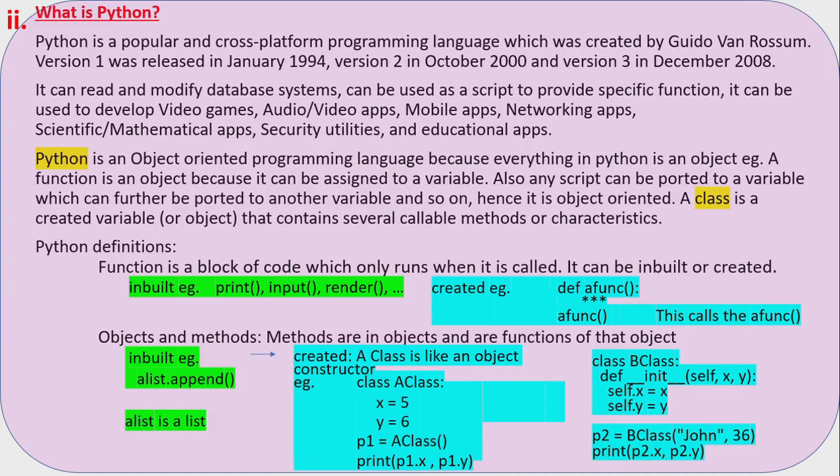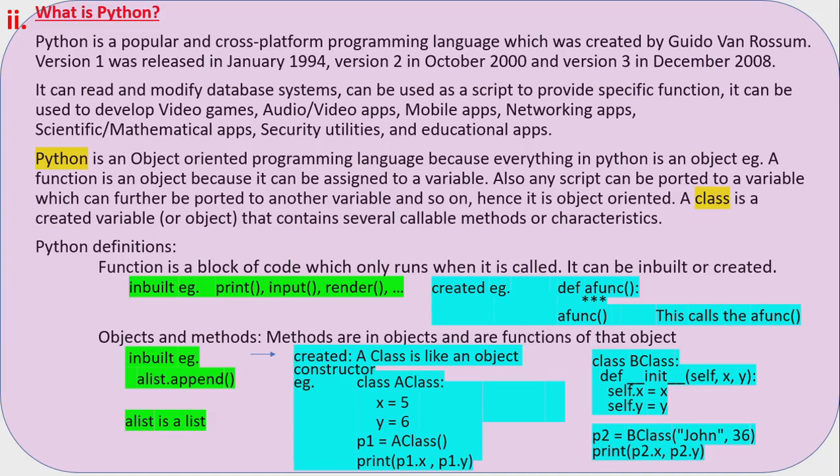Python is an object-oriented programming language because everything in Python is an object. This means, for example, a function is an object because it can be assigned to a variable. Also, any script can be ported to a variable, which can further be ported to another variable, and so on. Hence, it is object-oriented.